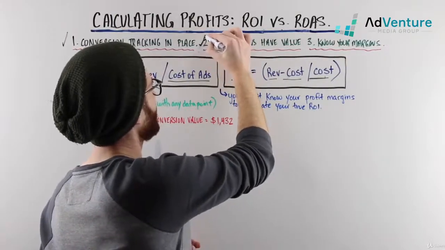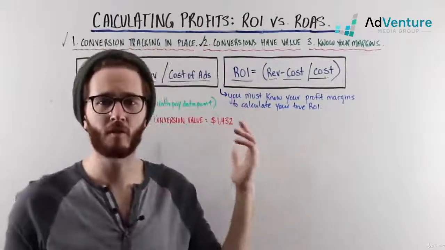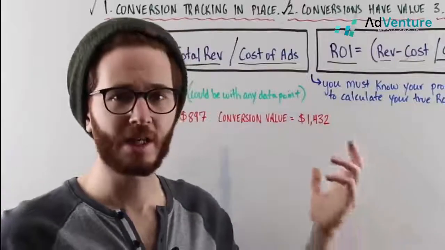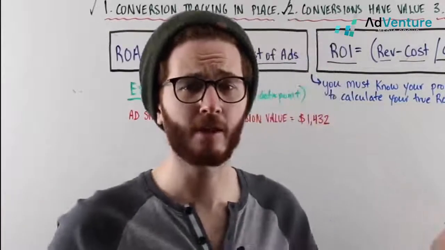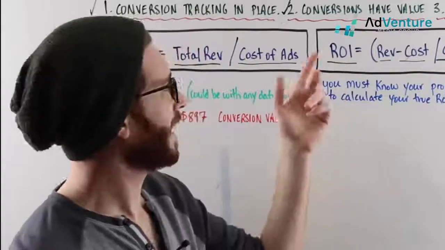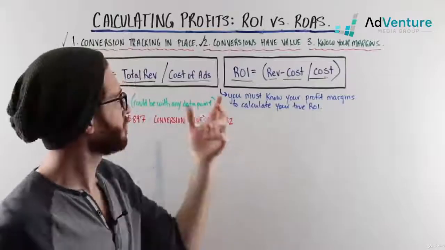Number two, which is what I just said, conversions have to have values. You need to be attaching or attributing some sort of value to each conversion. If it's e-commerce, it's really easy because you could use dynamic transaction conversion tracking, dynamic value conversion tracking, and you'll know exactly how much money of products, revenue of products you sold.